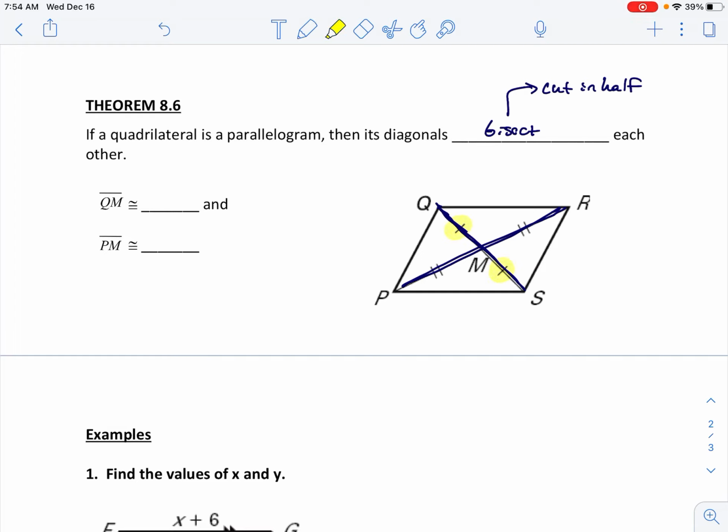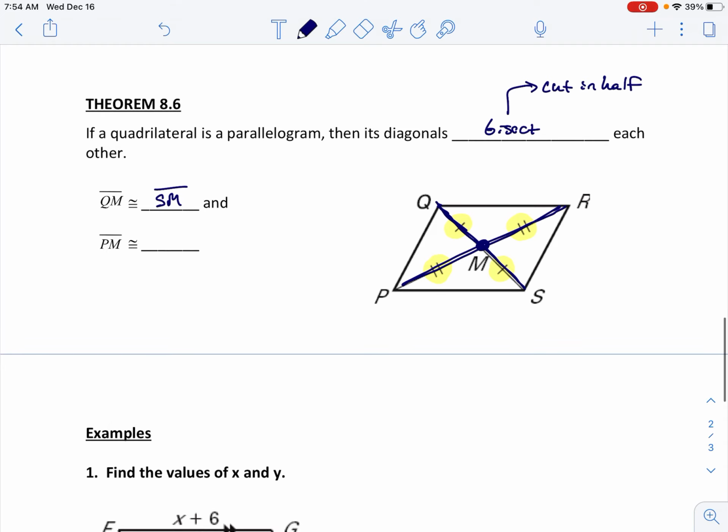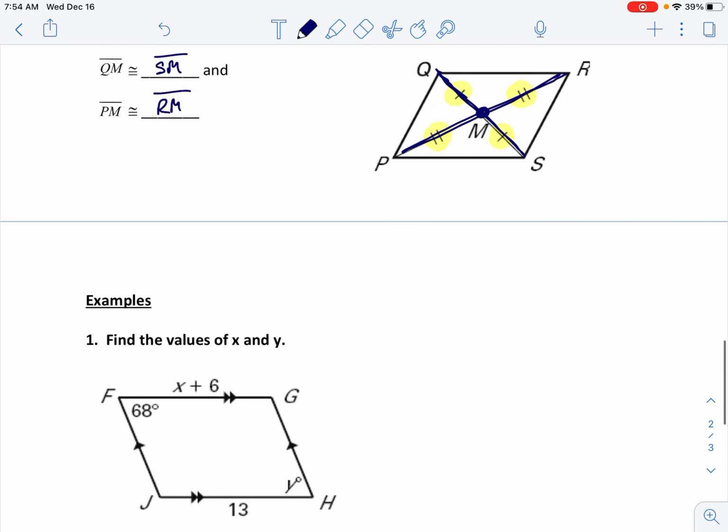And you'll see that these diagonals are being cut in half. They're cutting each other in half at point M. So when I'm looking at this, QM would be congruent to SM, and PM would be congruent to RM. So diagonals bisect each other, and now we're going to use these to do a little bit of finding and solving.